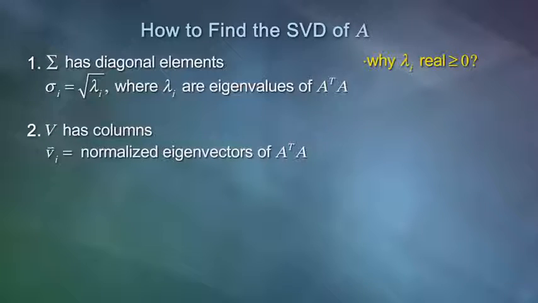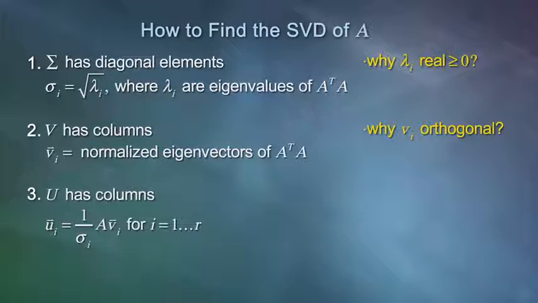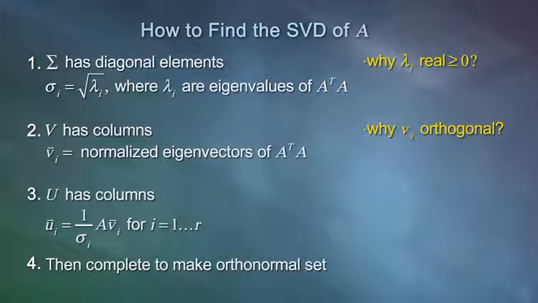The matrix V has columns V sub i, which will be eigenvectors of A transpose A, normalized to make them length 1. Now we know the V sub i are orthogonal because they were the eigenvectors of an orthogonally diagonalizable matrix. The matrix U has columns U sub i, which are 1 over sigma sub i, the ith singular value, times A times V sub i, the ith column of V, for the non-zero values of sigma sub i. Those other columns can be completed to form an orthonormal set.